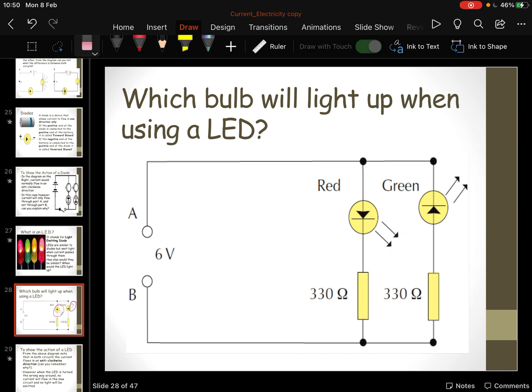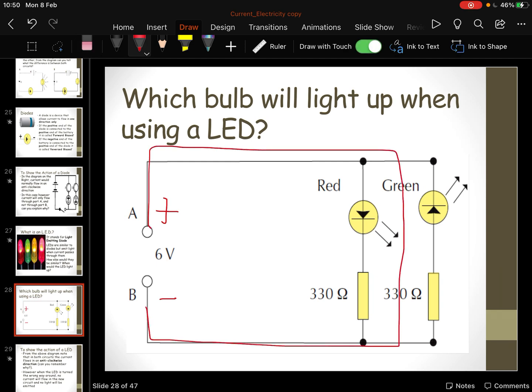That's all. Right? So if I was to make, let's say, this the positive terminal and this the negative terminal, which would light up, the red or the green? Okay, so let's follow it. The electricity would flow this way. That's the way it's going to flow. All right. So which one, red or green?